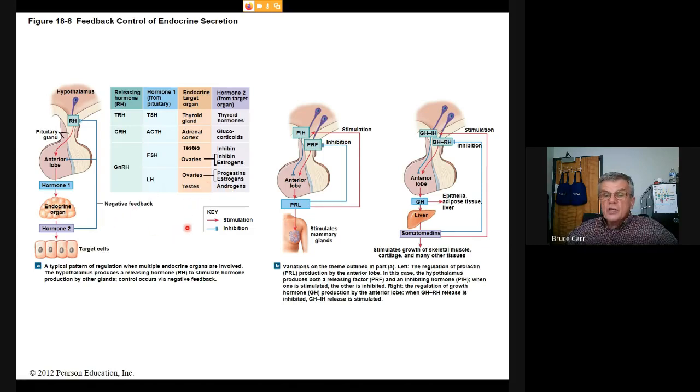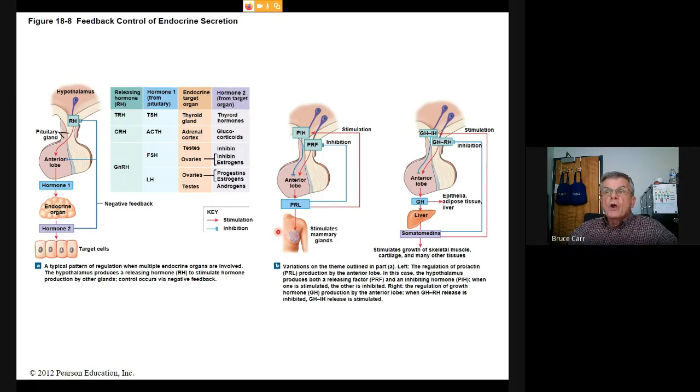So we're going to see other mechanisms. In this case, prolactin inhibiting hormone and prolactin releasing hormone are producing a regulating system that will initiate and continue the production of milk here in the mammary glands. But it is prolactin releasing hormone that will actually cause it to be released to the mammary glands.